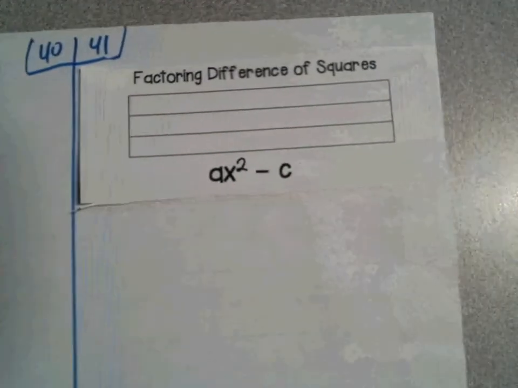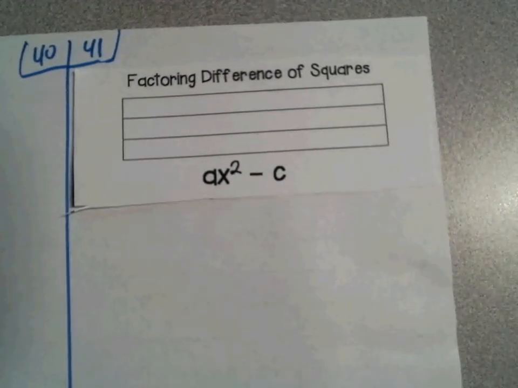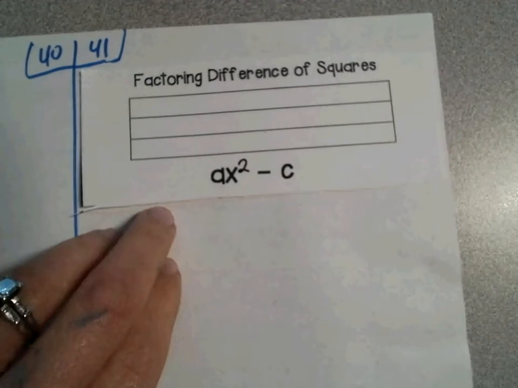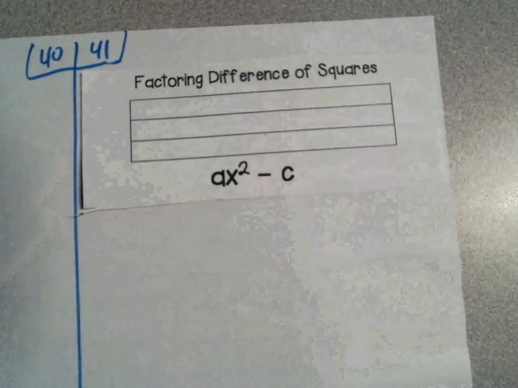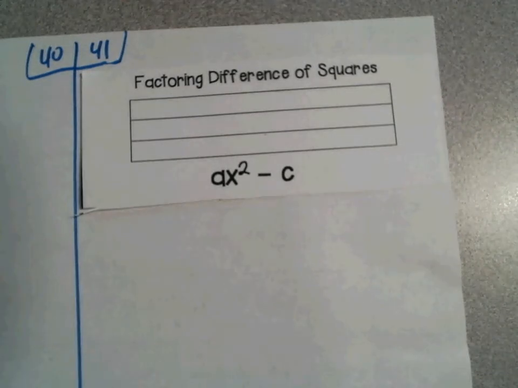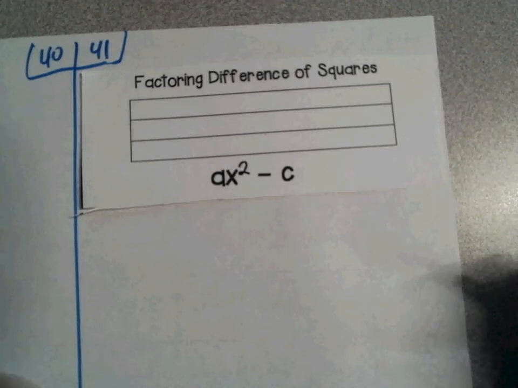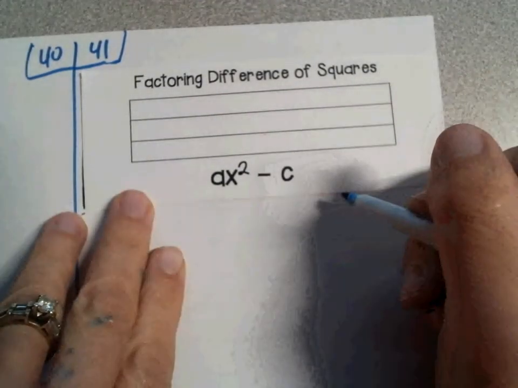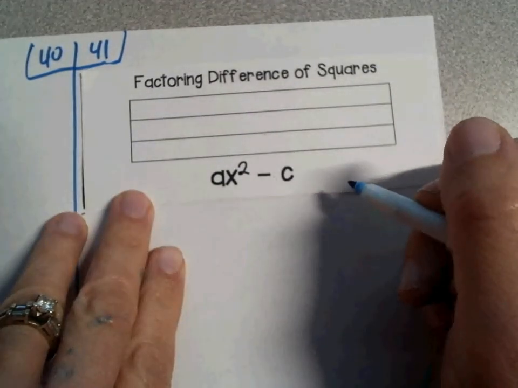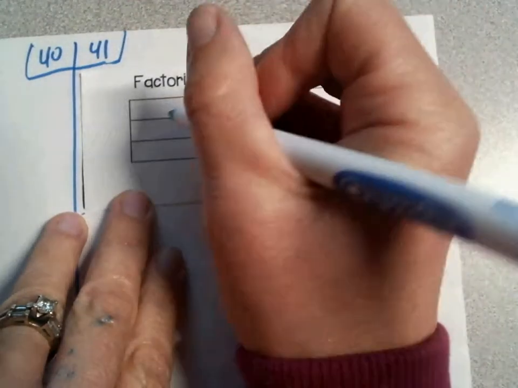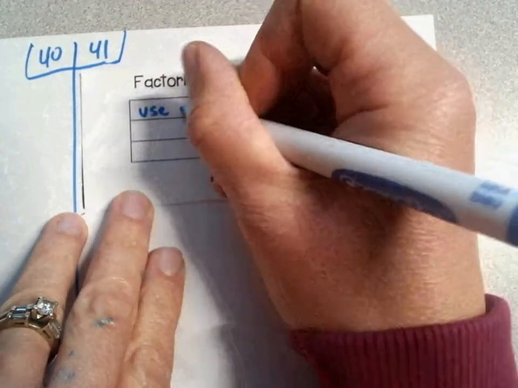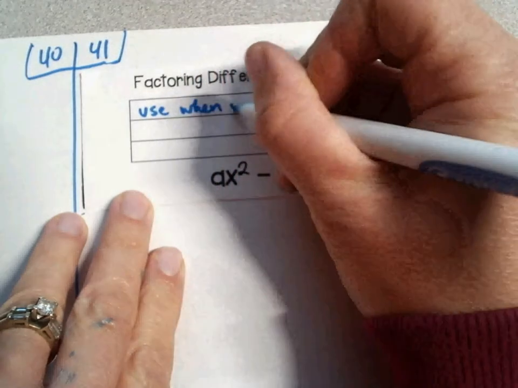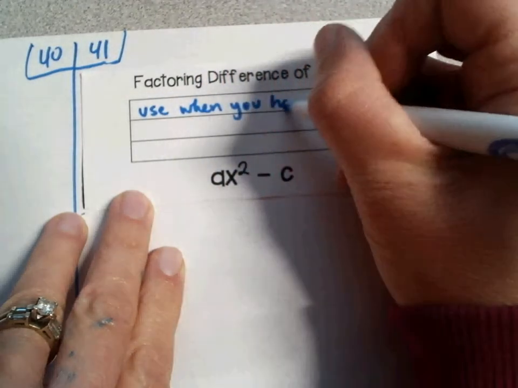All right, so things to know with factoring by difference of squares. You always take out a greatest common factor first. So on our flow chart, we still want to do that first, and then you're going to use this process. But how do you know when to use this process? You use this process if you have two terms.